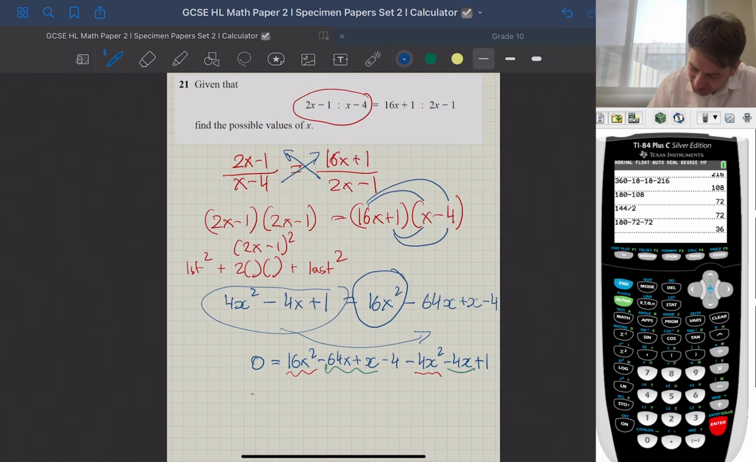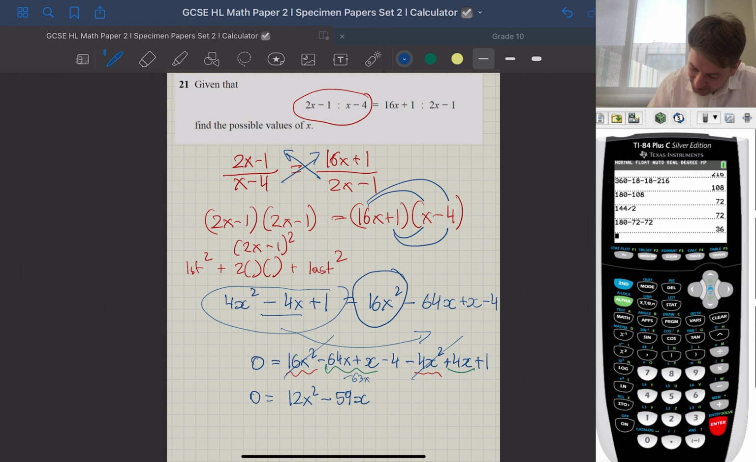So I got 0 equals 12x squared, so that's that one done, minus 64, so that gives me minus 63x. And then I made a mistake here, look, minus 4x, so it's plus 4x, there you go. So plus 4x, that gives me minus 59x, and then minus 4 plus 1, and again I made a mistake here.